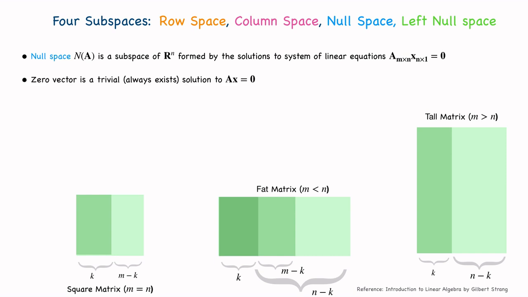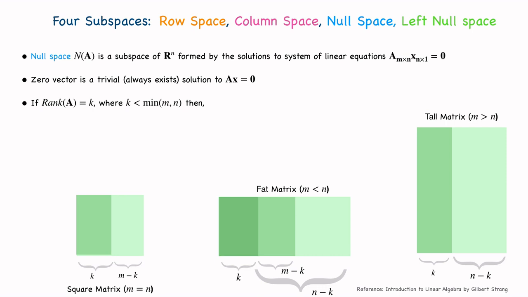One of the trivial solutions to Ax is equal to 0 is the 0 vector. Irrespective of the matrix A, the 0 vector is always a solution to Ax is equal to 0. So if rank of A is equal to k, which is less than minimum of m comma n, then the following cases arise. Since matrix A has k independent vectors, which is less than the minimum of m comma n, it is not a full column rank or full row rank matrix, so it will not be spanning the whole m-dimensional space, which means that it has dependent vectors.